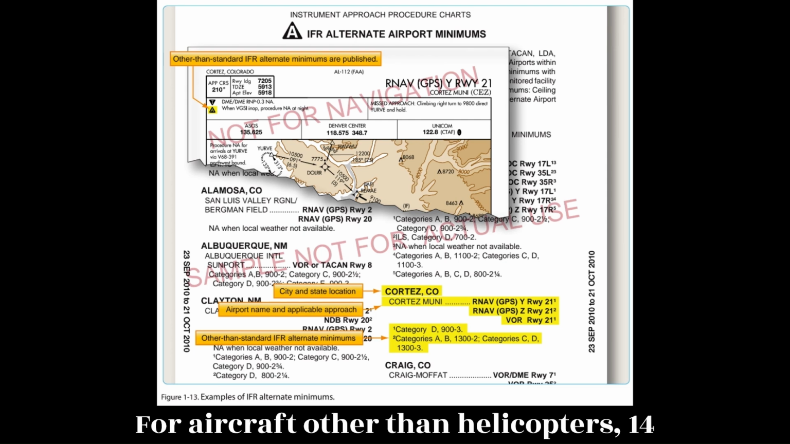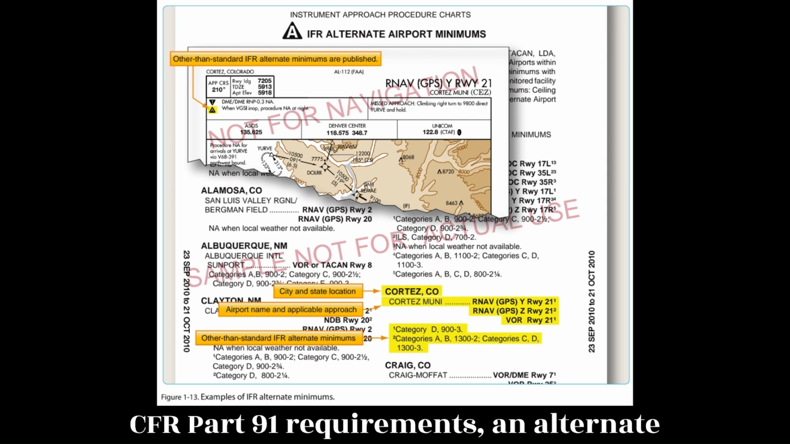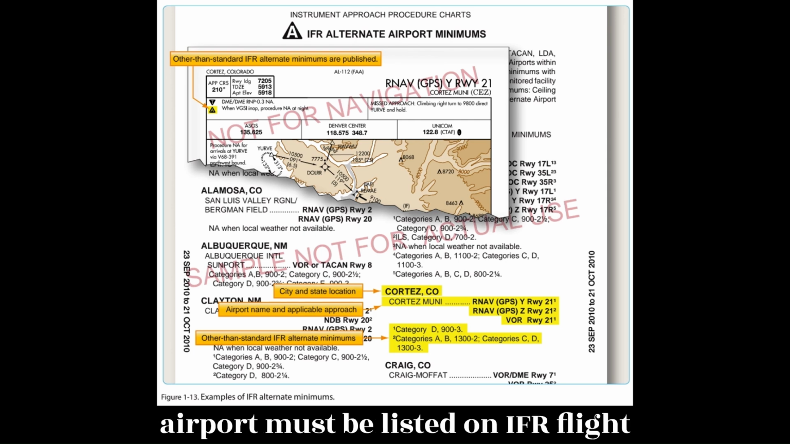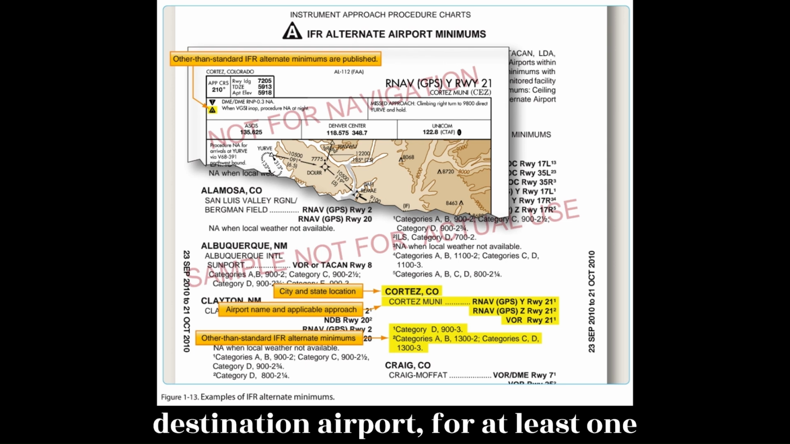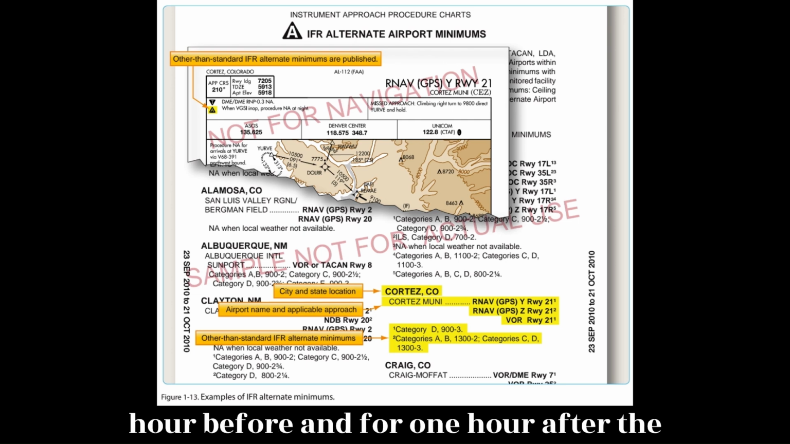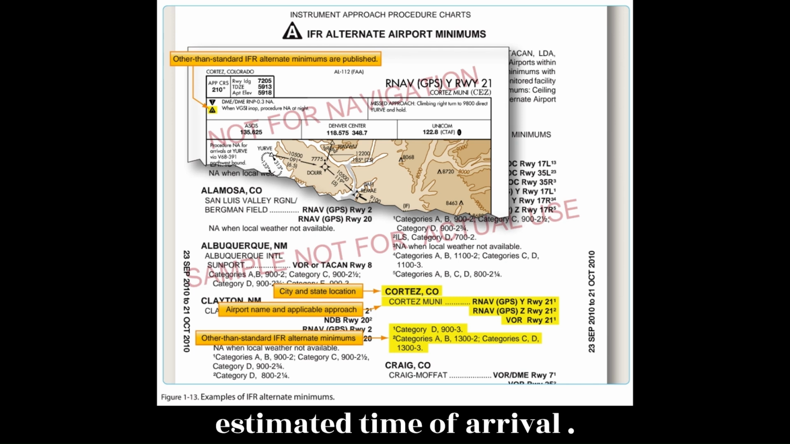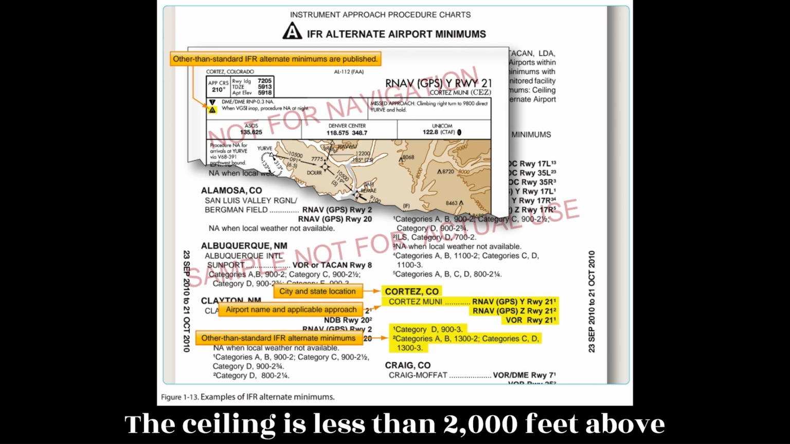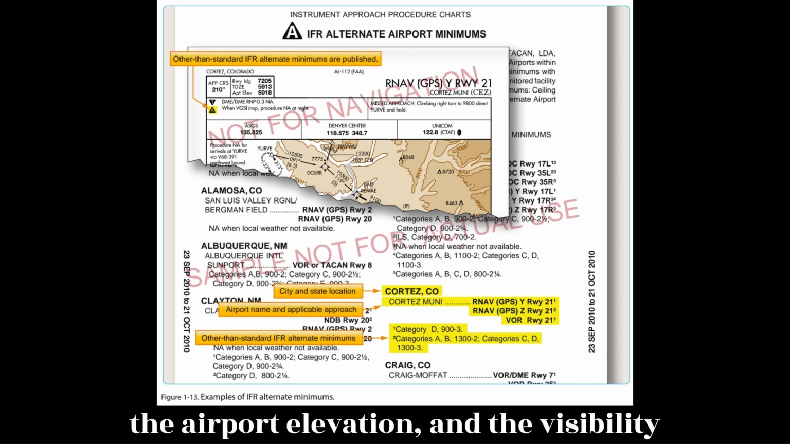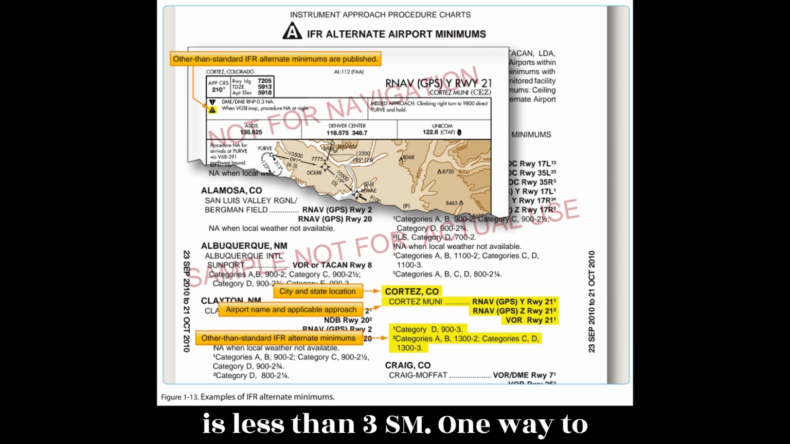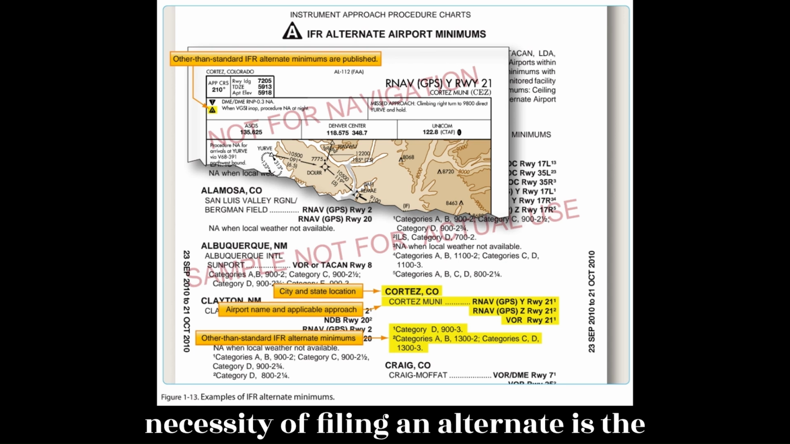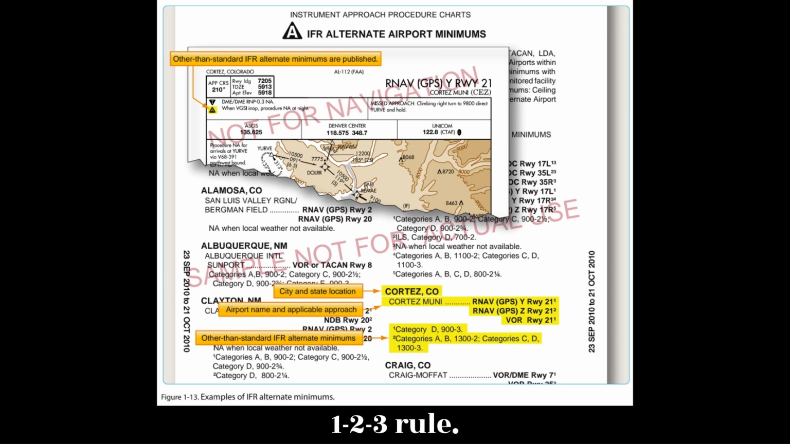For aircraft other than helicopters, 14 CFR Part 91 requires that an alternate airport must be listed on IFR flight plans if the forecast weather at the destination airport, for at least 1 hour before and for 1 hour after the estimated time of arrival, ETA, the ceiling is less than 2,000 feet above the airport elevation, and the visibility is less than 3 sm. One way to remember the rules for determining the necessity of filing an alternate is the 1, 2, 3 rule.